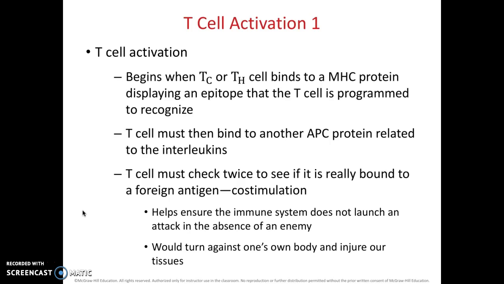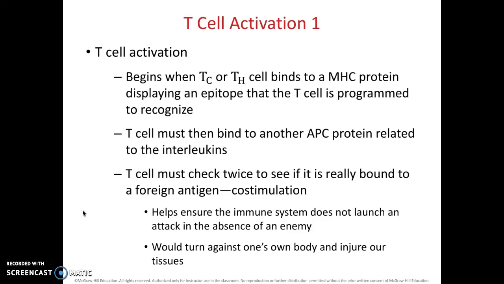further their response. So this means that the T cell needs to check twice to see that it's bound to a foreign antigen. So that means that it's co-stimulated. So this helps to ensure that the immune system doesn't launch an attack in the absence of an enemy, because that would mean that your own body would be digested or injured, and that's not really good.